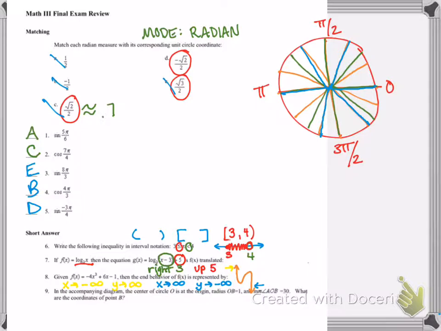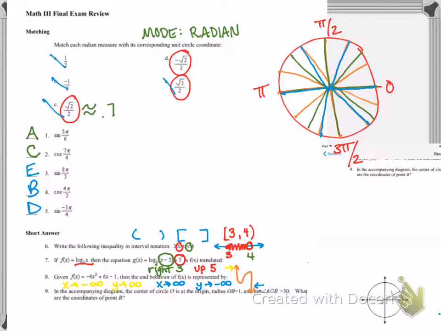And in number 9, it says, in the accompanying diagram, the center of circle O is at the origin, radius OB is 1. So this point right here is at 0, 0, and the radius is 1 unit, and that's labeled for us. And the measure of angle AOB, which I'll trace in orange, this angle is 30, also labeled for us. What are the coordinates of point B?